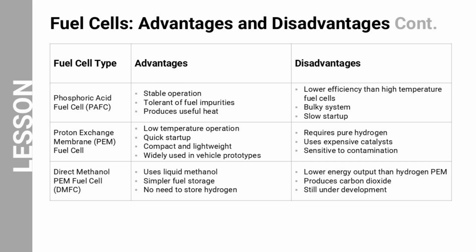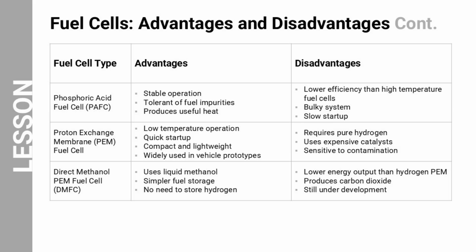Continuing with the advantages and disadvantages of the different types of fuel cells, we will now look at phosphoric acid fuel cells. They are stable and can tolerate fuel impurities, which makes them reliable for long-term operation. They are bulky and less efficient than high-temperature fuel cells, so they are mainly used where steady power and heat recovery are needed.